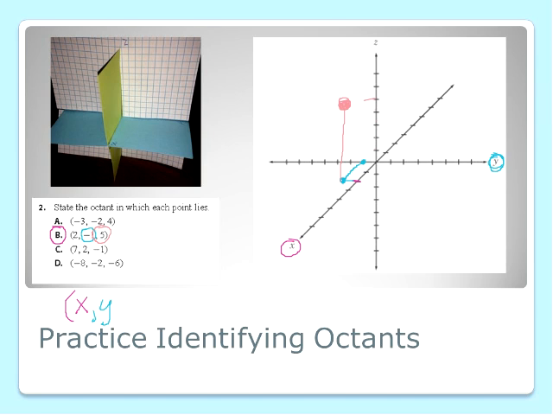Now notice we're on the positive side of X, the negative side of Y, and the positive side of Z. So that is actually here. You can see, look over here, we're positive, negative, and positive. So we're actually right here in quadrant 2.